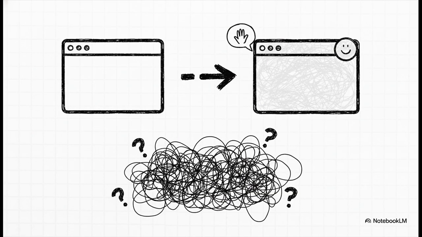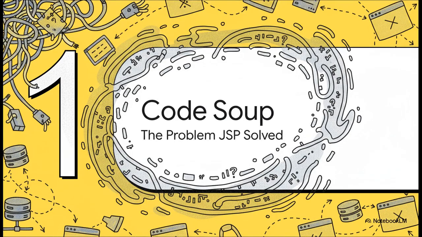That so-called magic is all about making pages dynamic so they can adapt to you. But back in the early days of the web, this was, well, a mess, a real tangle of code. It was a problem just waiting for a more elegant solution. To really get why JSP was such a game changer, we first have to understand the problem it was built to fix. That problem is probably best described as code soup.